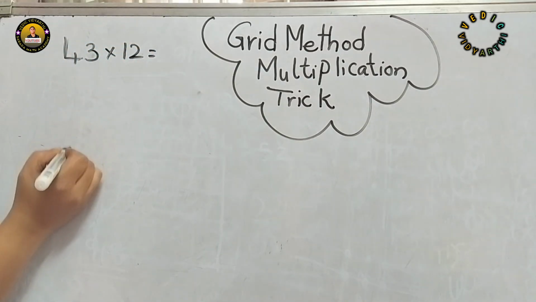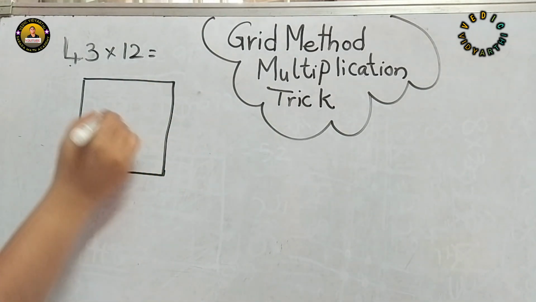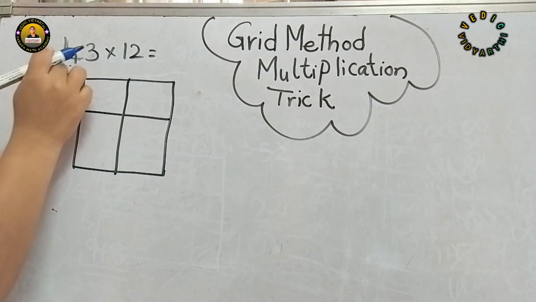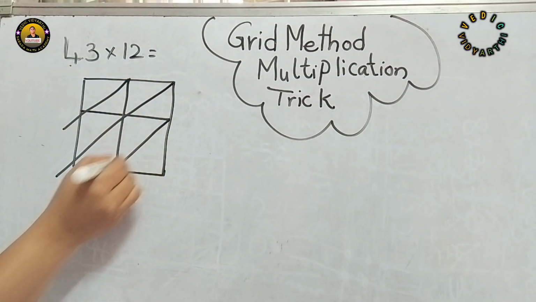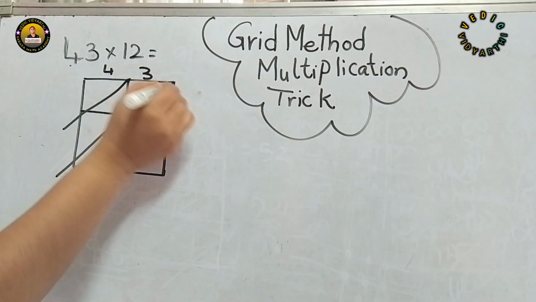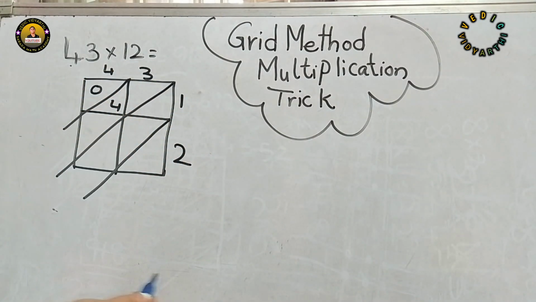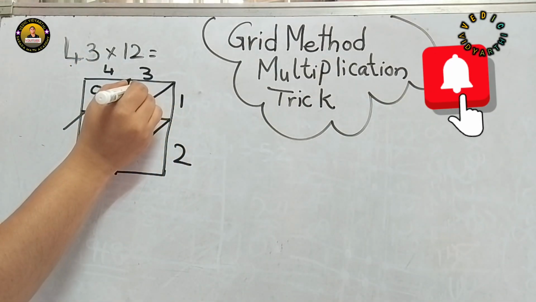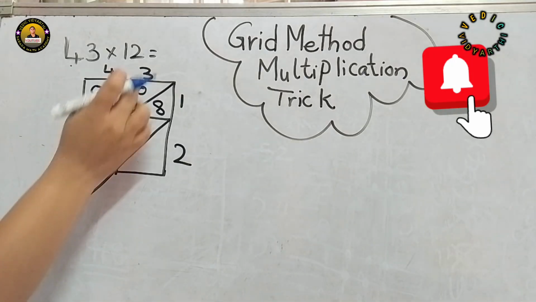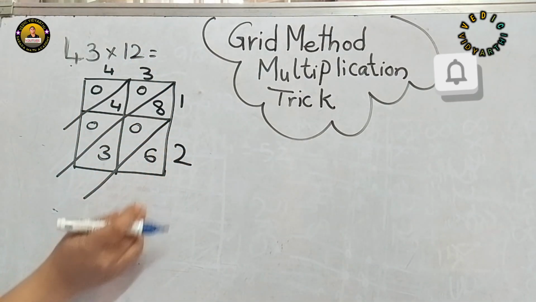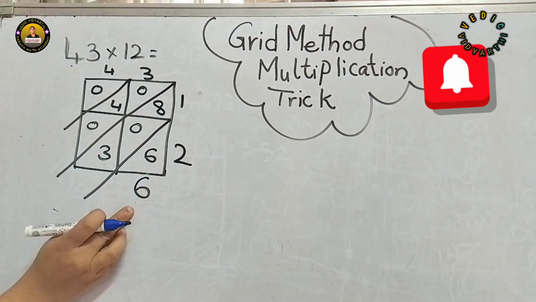43 into 12. So we have to draw the grid again. How many numbers? Those many boxes we have to arrange so that we will not get any kind of confusion. 43 on the top and 12 on the side. 4 times 1 is 4. 4 times 2 is 8. 3 times 1 is 3. 3 times 2 is 6. How many numbers do we have here? Only one. So 6 as it is.